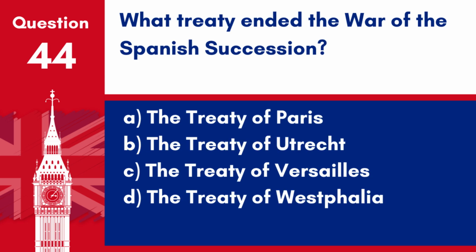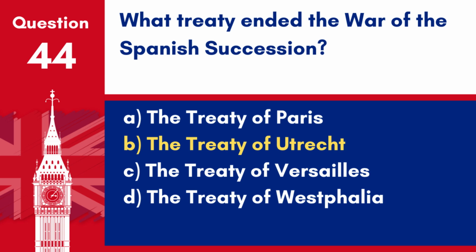Question 44. What treaty ended the War of the Spanish Succession? A. The Treaty of Paris. B. The Treaty of Utrecht. C. The Treaty of Versailles. D. The Treaty of Westphalia. Answer B. The Treaty of Utrecht.